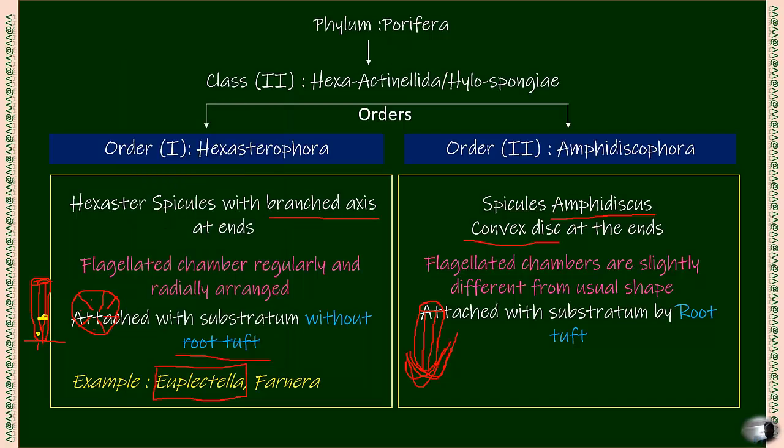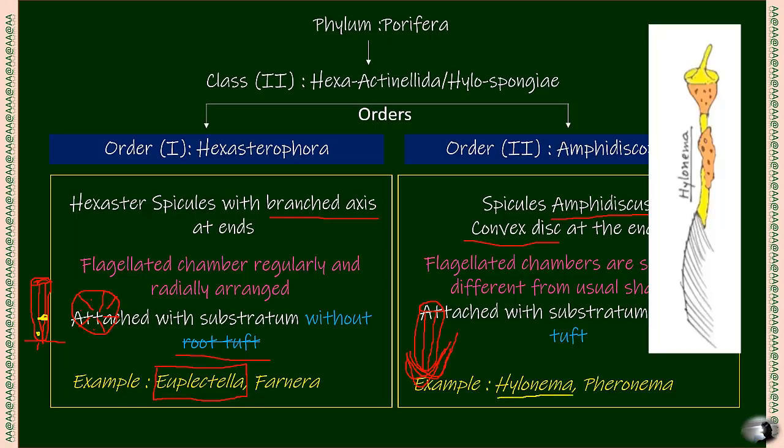Okay. Now come to the Amphidiscophora. There is Hyalonema, which is called the glass rope sponge. What do we call it? Glass. If you see the animal, there are so many rope-like structures. And why the name Hyalonema? Because there is no exopinacoderm, so they appear like glass. Glassy fibers are coming out.